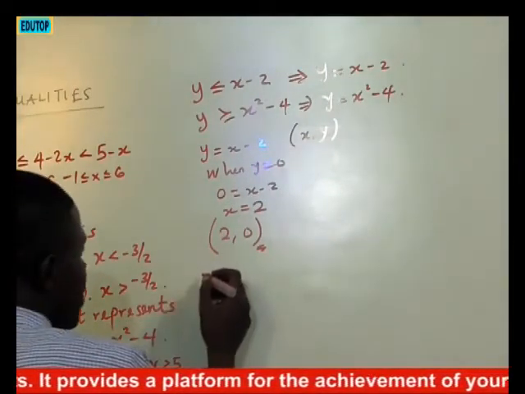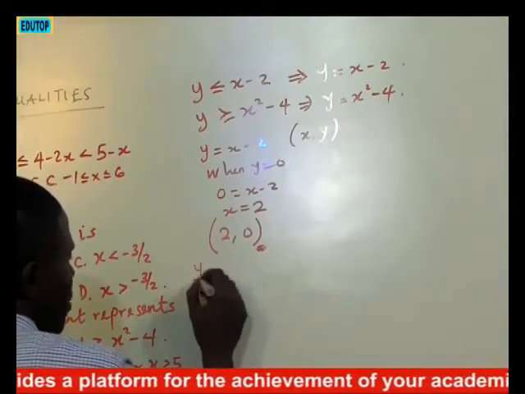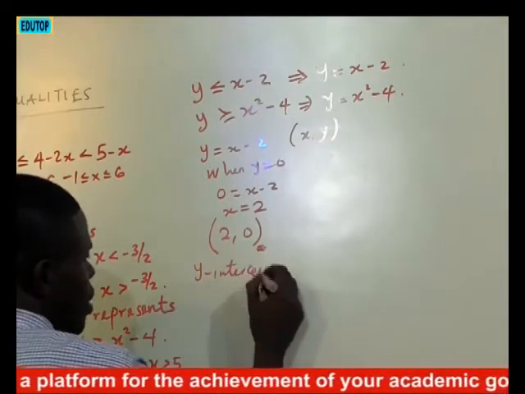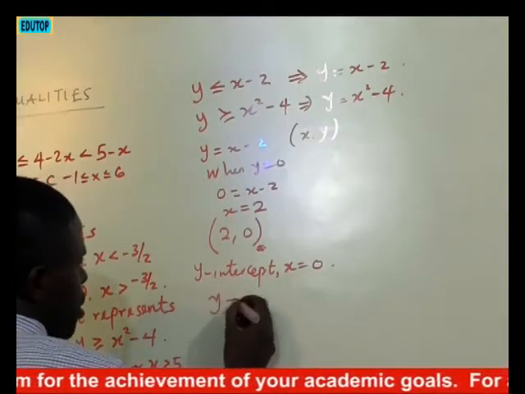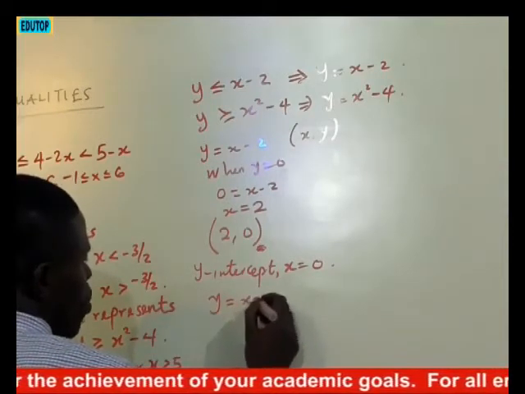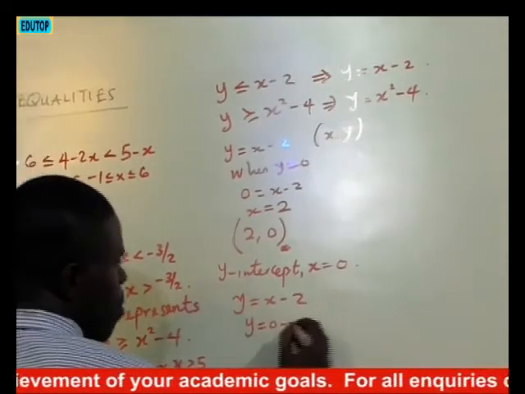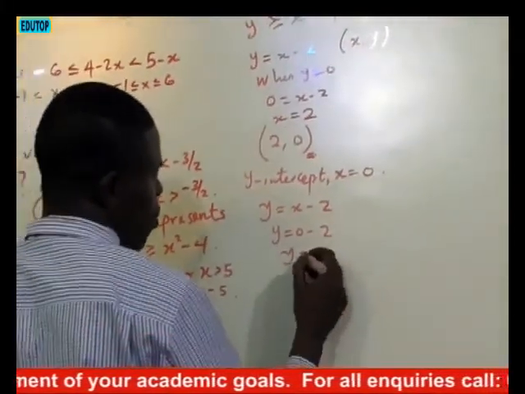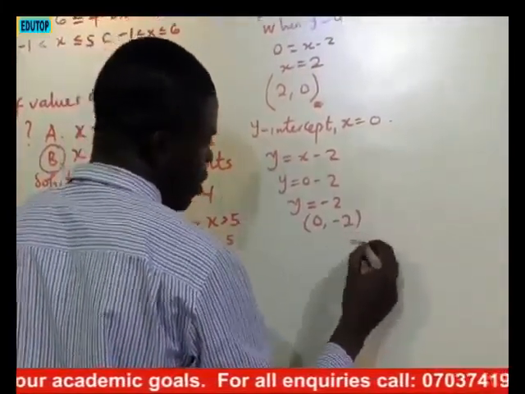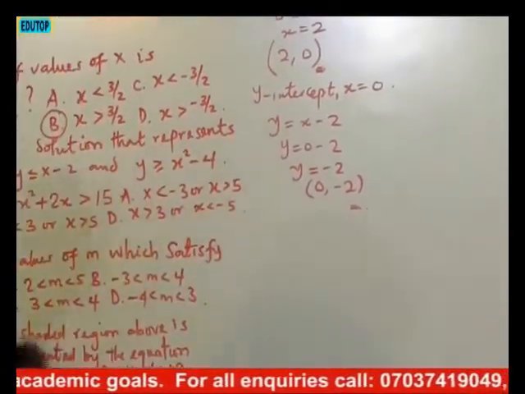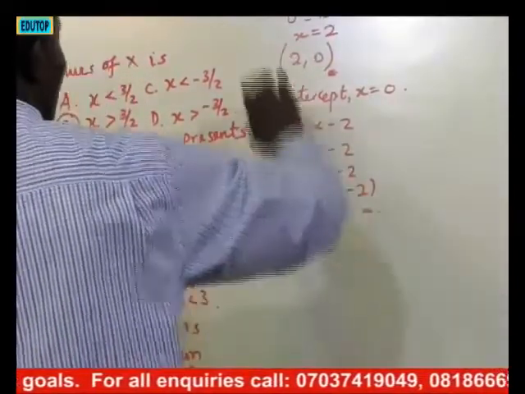Then our y coordinates or y-intercept. Y-intercept is when our x equals to what? 0. So let's go back to our equation. We have y equals to x minus 2. So when our x equals to 0, our y will be y equals to 0 minus 2, and our y will be equals to what? Minus 2. So that one I can write down as 0, minus 2. This is the second point. Take note of that.